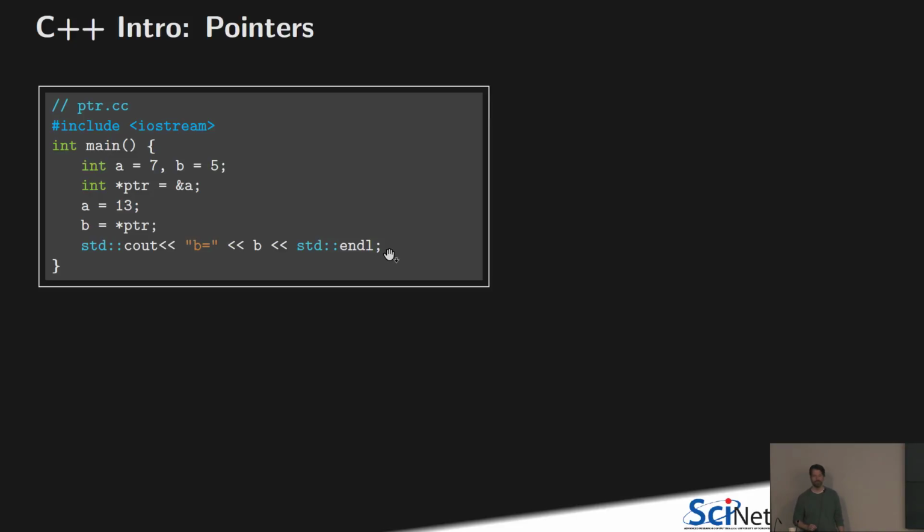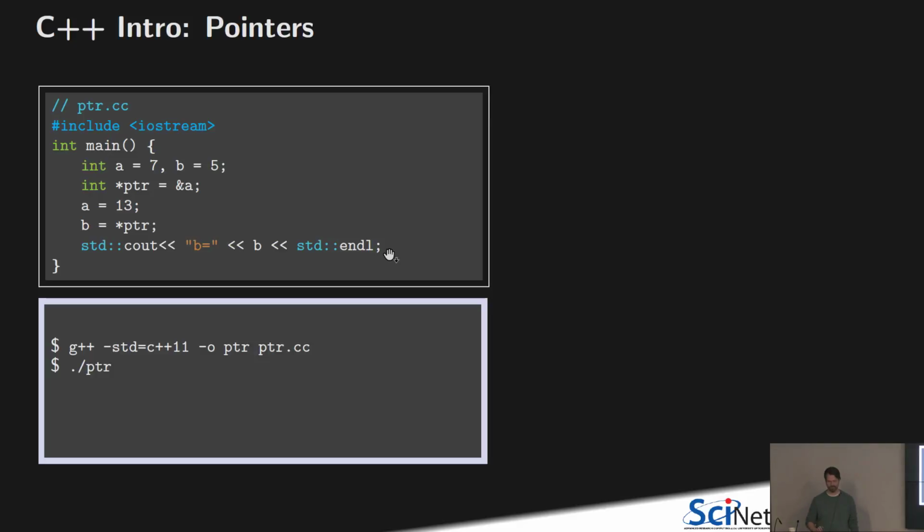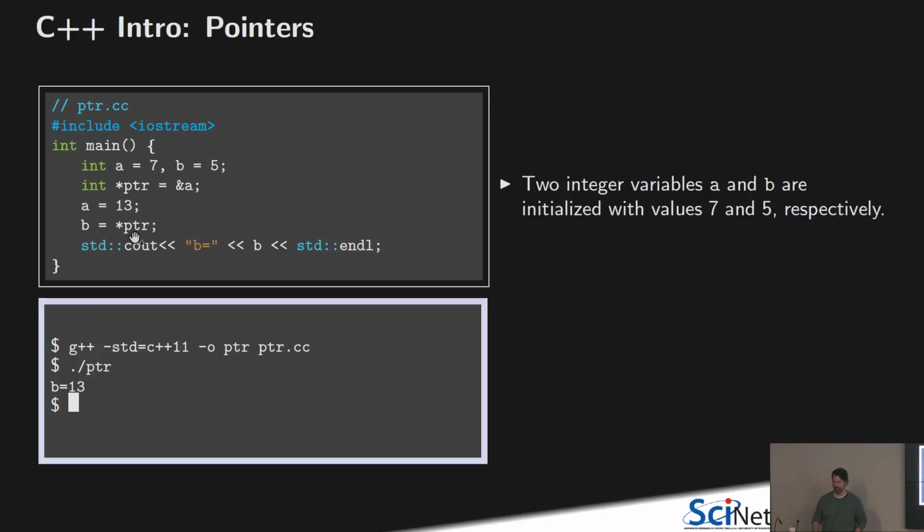What should B be equal to? There are 4 possibilities: 7, 5, 13, or nothing. So who's for 7? Who's for 5? Anybody for 13? Quite a few. Anybody for something else? Okay, so the people that dared to answer were all correct. It's 13. Because I put the value 13 in the variable A, and the pointer was the address of A. So once I take the content from that address, it is the content of A.